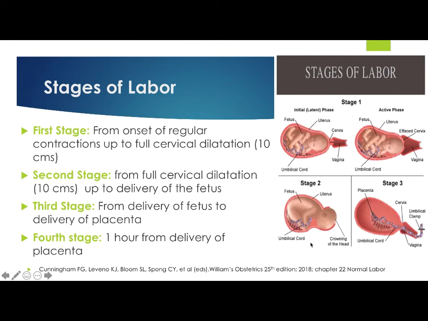Now we have 4 stages of labor. So the first stage is from the onset of regular contractions up to full cervical dilatation. Full cervical dilatation means that the cervix has reached 10 centimeters. Second stage of labor is from full cervical dilatation up to delivery of the fetus. This is that stage when you see the mother actively pushing out her baby. Third stage is from the delivery of the fetus to the delivery of the placenta. And lastly, the fourth stage is 1 hour from the delivery of the placenta.